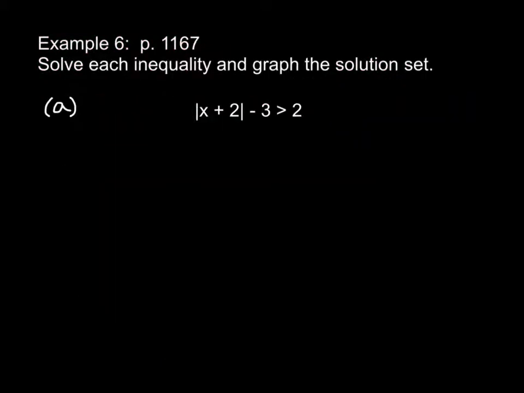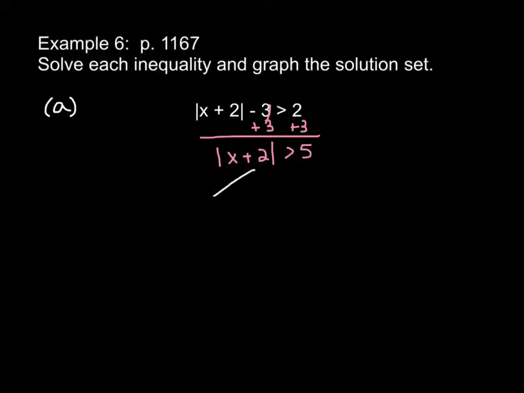Example 6 on page 1167 says solve each inequality and graph the solution set. So A is the absolute value of x plus 2 minus 3 is greater than 2. So again, first thing I'm going to do is get the absolute value part by itself. So I'm going to add 3 to both sides. So I have the absolute value of x plus 2 is greater than 5.